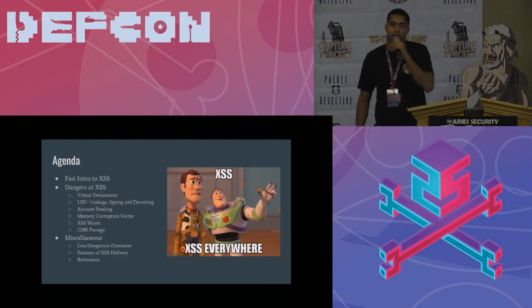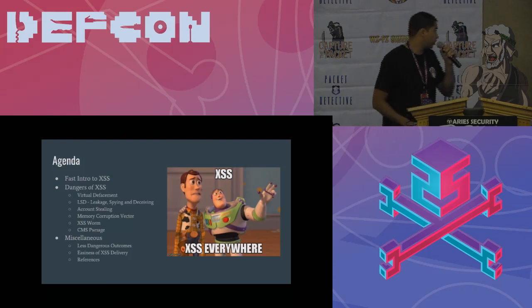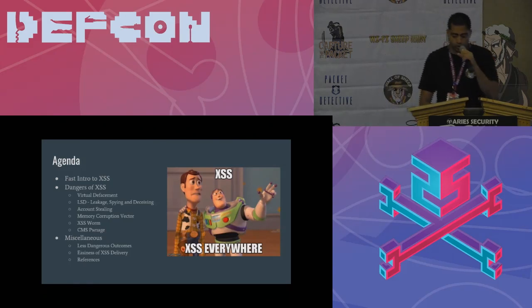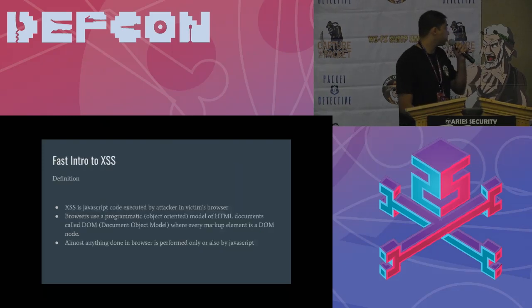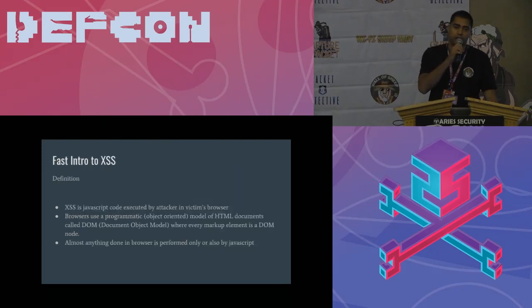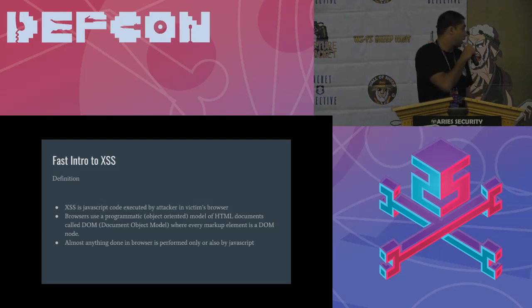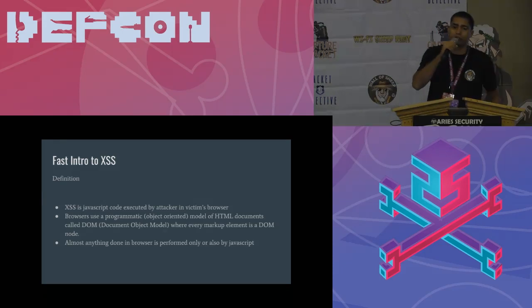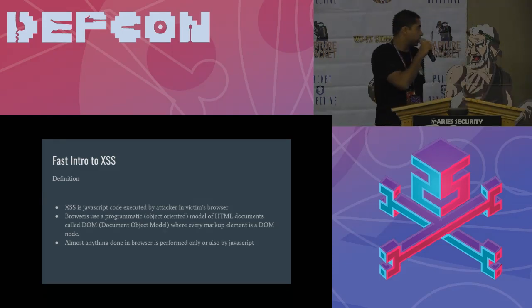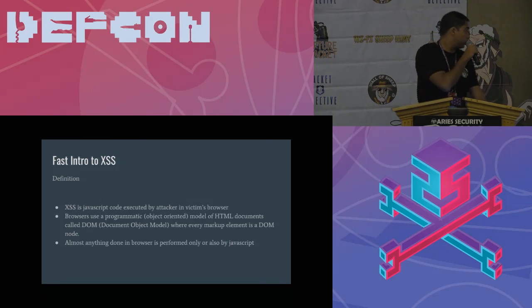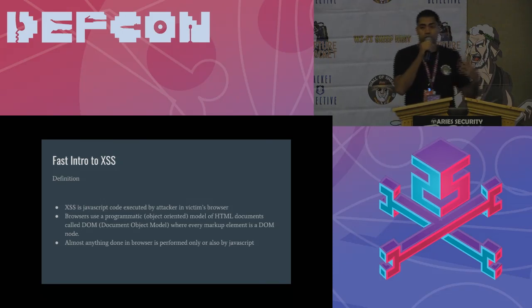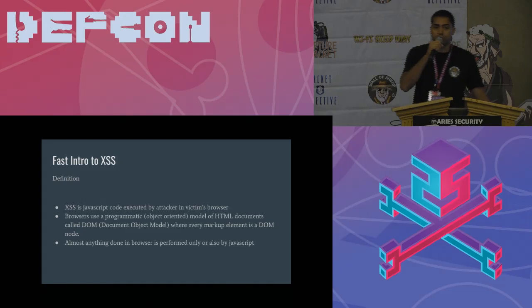Okay, this is going to be a fast-paced talk about the dangers of XSS with a little intro to it for those who don't know it. XSS is a way to execute JavaScript code in the victim's browser. The browser uses a programmatic model of the document in order to display it. So we can use JavaScript to do almost everything in the browser.